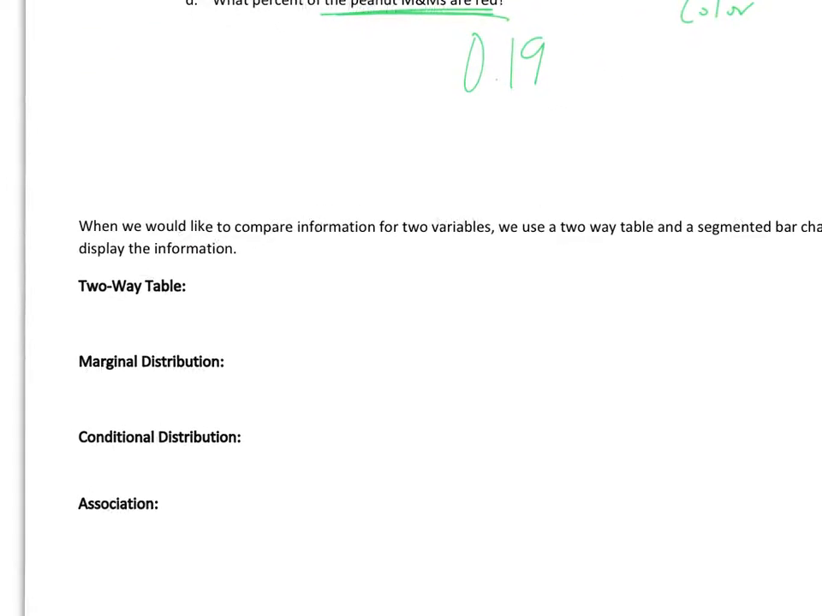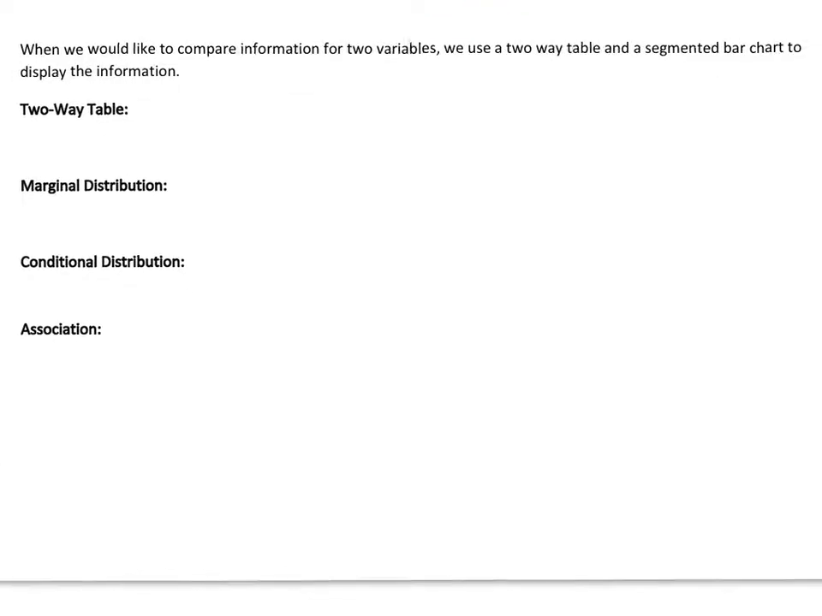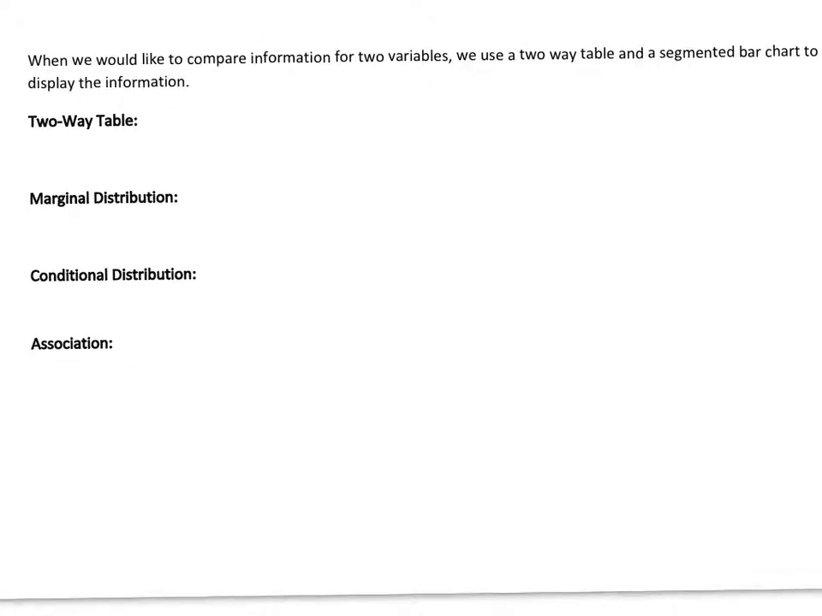So oftentimes we want to take information for two variables and we want to make some sort of comparison. In order to do that, we can use what's called a two-way table, and there are different kinds of distributions we can use and a different kind of graph we can talk about in order to determine whether or not there's a relationship or an association between two variables that are categorical in nature. All right, so we would use a two-way table to describe two categorical variables.